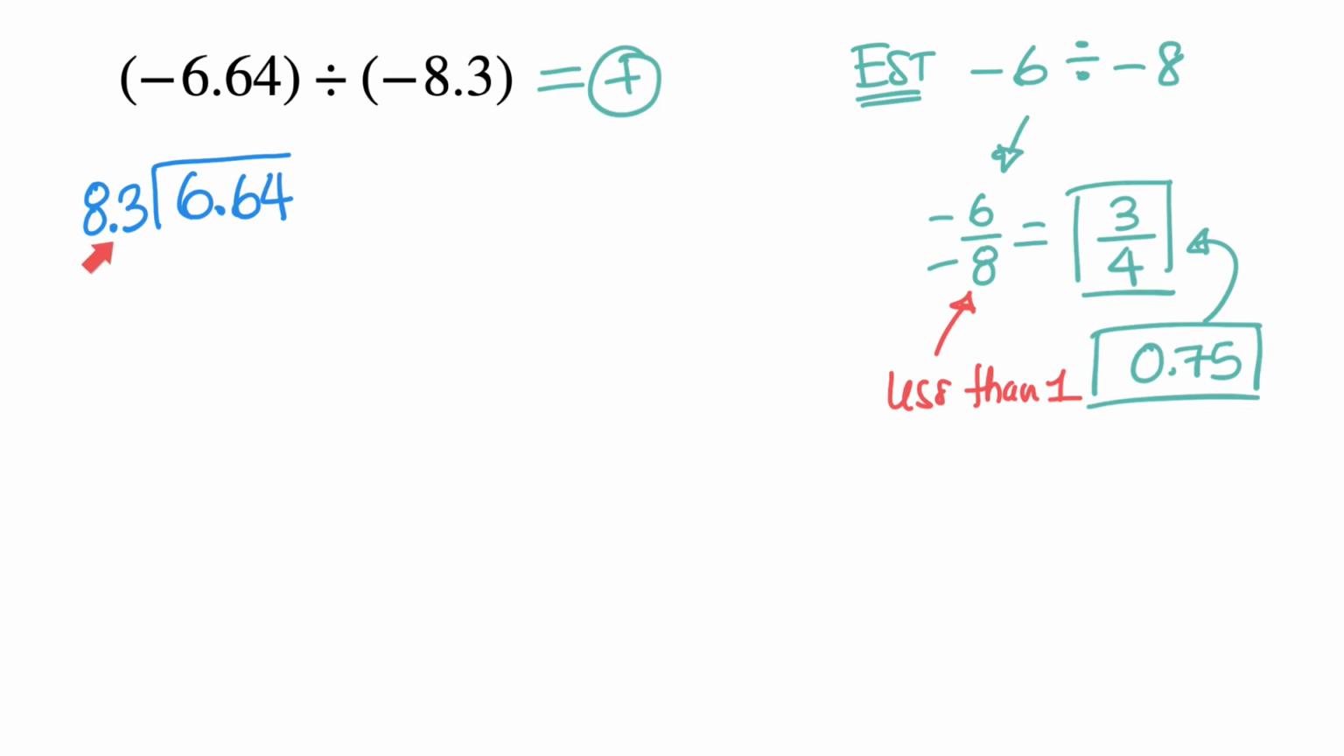Now, if we think about this, how many times does 8.3 fit into 6? How many times does 8.3 fit into 66? How many times does 8.3 fit into 664? It's really annoying because this number on the outside is a decimal, and it's a lot easier for us to work with whole numbers. So if I rewrite this as a fraction, I've got 6.64 over 8.3. The annoying part is that out here, I've got a decimal. So I don't want that to be a decimal.